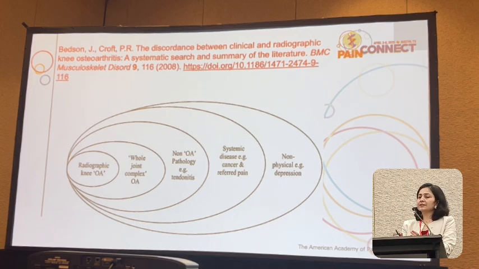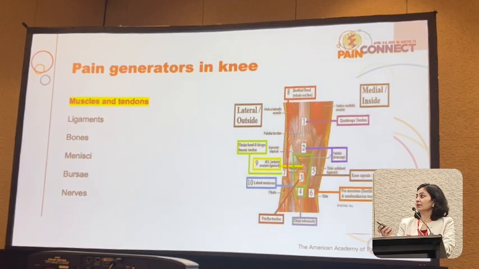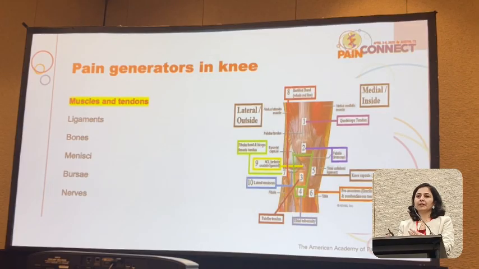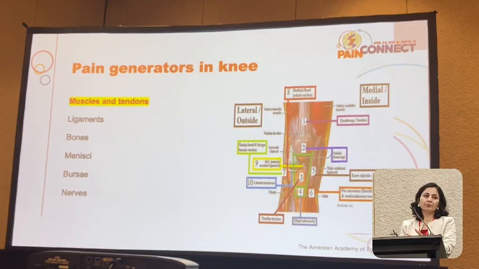Radiographic knee osteoarthritis forms a very small group of those who have knee pain. Now, what are those other patients who have knee pain? There could be other pain generators like muscles and tendons, ligaments, bones, menisci, bursae, and nerves around the knee joint. But muscles and tendons play a very important role in causing knee pain. Why so? Because whether the pain generator is ligament, bone, menisci, or bursae, everything expresses itself through muscles.